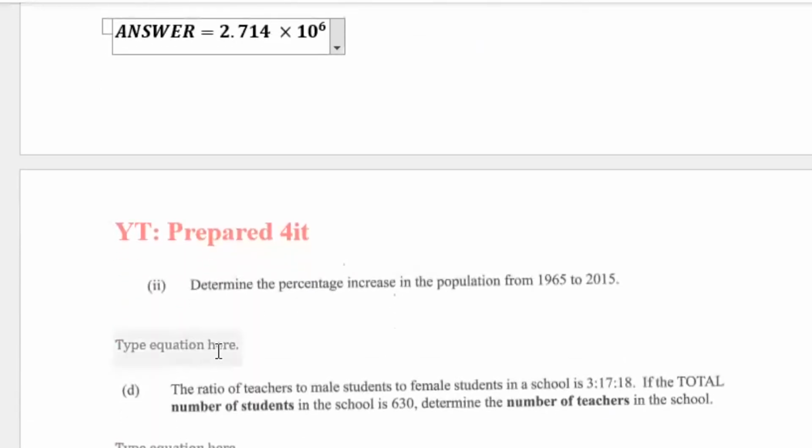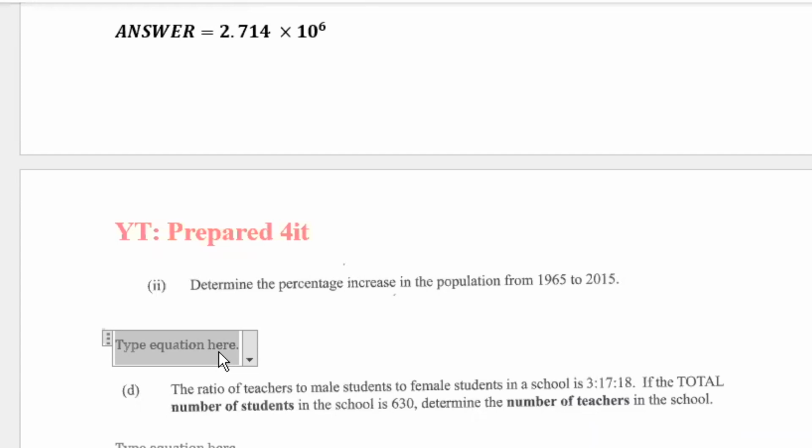Part 2 now asks us to determine the percentage increase in the population from 1965 to 2015. Now, there are different ways you can work this, but I think one of the easier ways is, if you remember when you were looking at consumer arithmetic, you looked at a topic called percentage increase, but it was usually more to do with profit and loss in terms of money. But applying that same principle here, those same formulas, you can indeed work out the percentage increase.